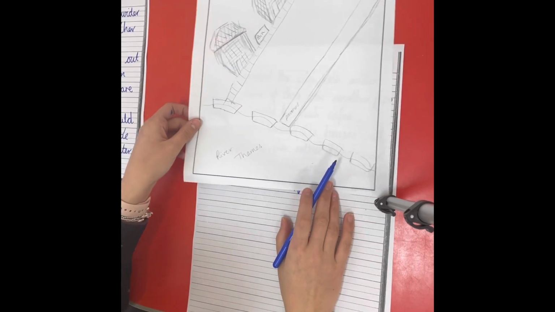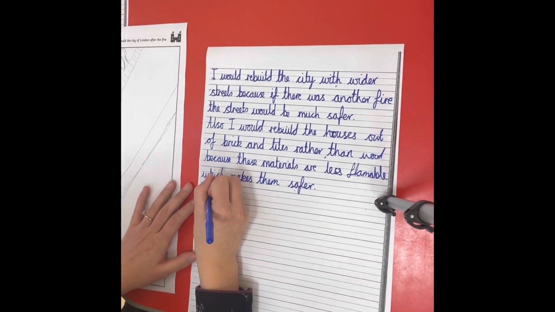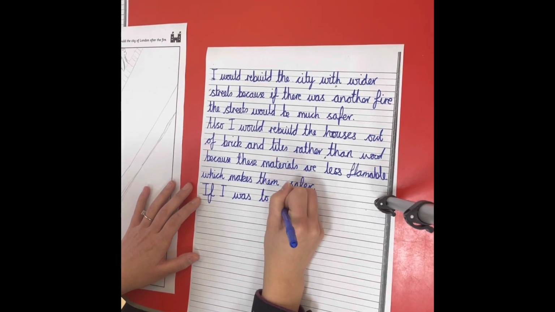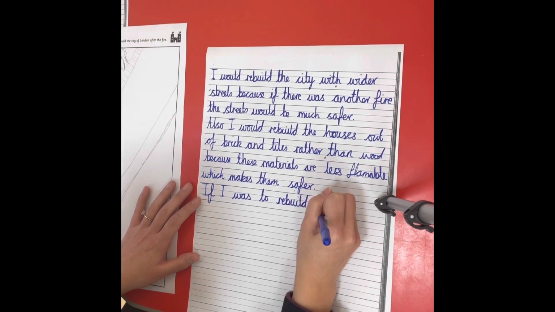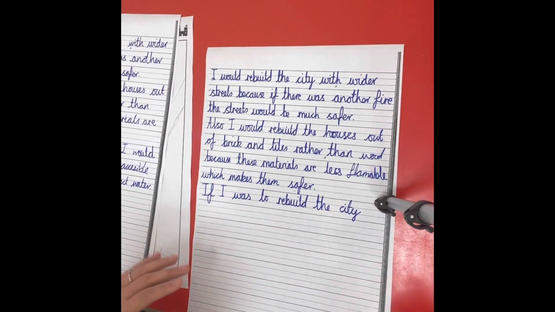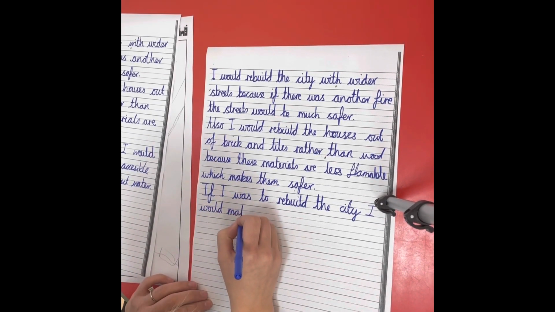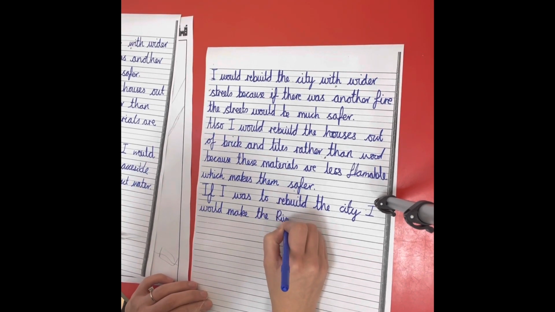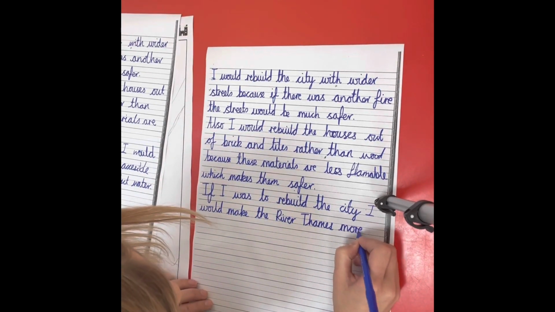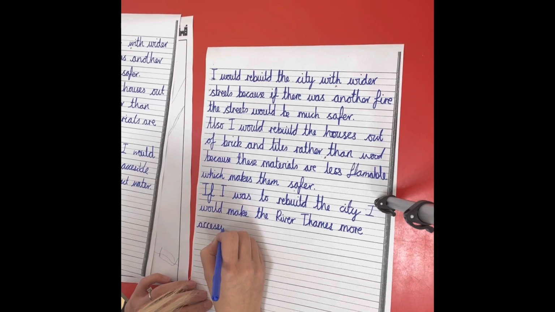Okay, now I'm going to write about making the river more accessible, which means you can get to the river much more easily. I'm going to change the way I open my sentence now from I would or also I would to if I was to rebuild the city, if I was to rebuild the city, or if I was to rebuild London, I would make the River Thames, and I need my capital letters because it's a proper noun, it's the name of a river, would make the River Thames more accessible. Ooh, Miss Ford, fancy. Accessible.